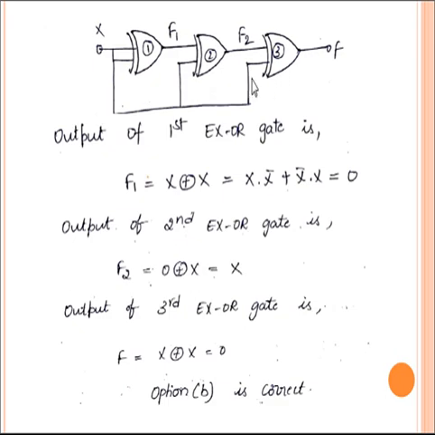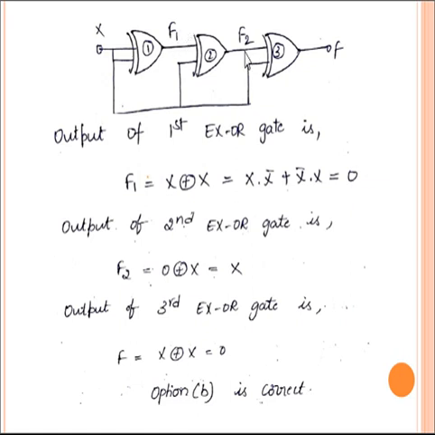Since they have given a cascade of 3 XOR gates, let us consider that F1 is the output of the first XOR gate, F2 is the output of the second XOR gate, and F is the final output of the third XOR gate. The output of the first XOR gate can be found by considering the XOR of the two inputs. Since the two inputs connected here are of the same value, the output F1 can be represented as X XOR X, which is equal to 0. So now the F1 value is 0.